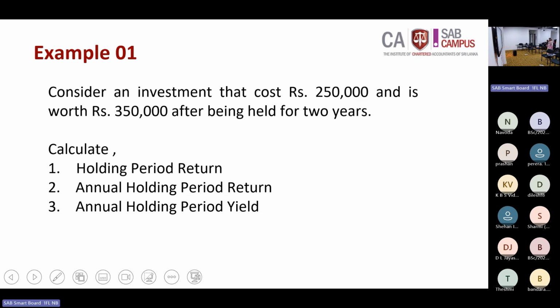Okay. This is an investment that costs 250 and it earns 350 after being held for a 2 year period. That means the holding period is 2 years. You have invested 250 and you receive 350 after 2 years. What's the first one? Calculate the holding period return.